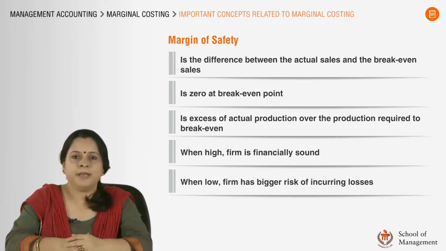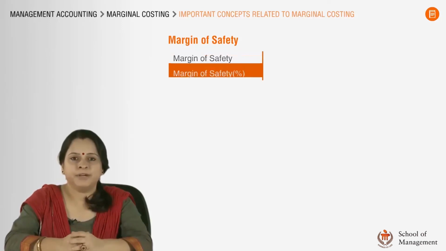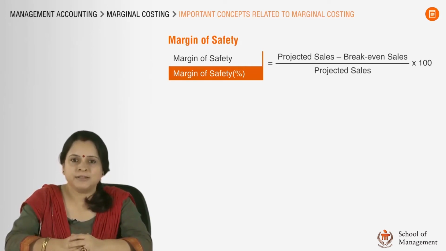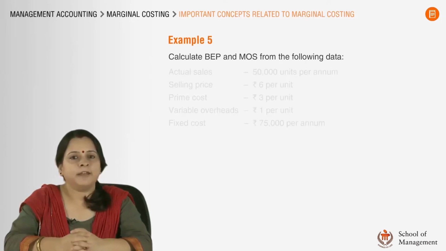Margin of safety can be expressed in terms of units, rupees, or as a percentage of sales. Margin of safety is equal to projected sales minus break-even sales. It can also be expressed in terms of percentage. The formula for calculating margin of safety in terms of percentage is projected sales minus break-even sales, divided by projected sales, into 100. Let us now try to calculate break-even point and margin of safety for the data given on your screen.